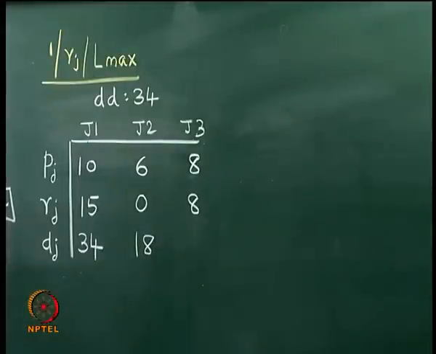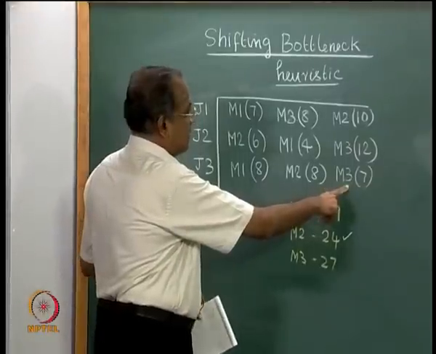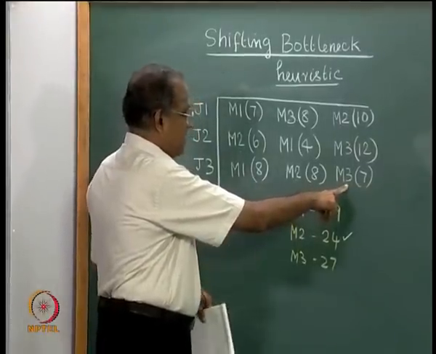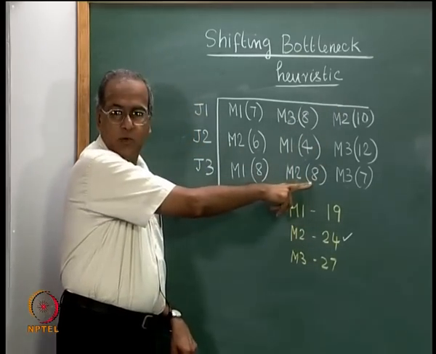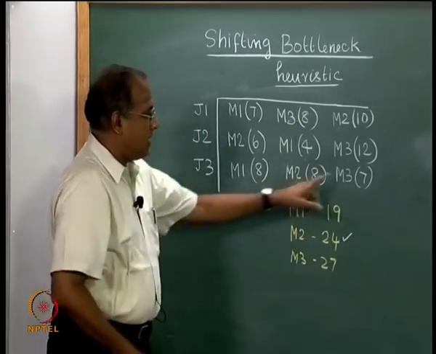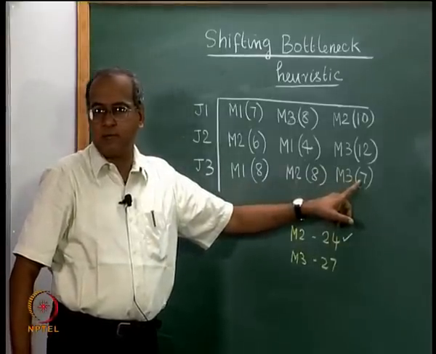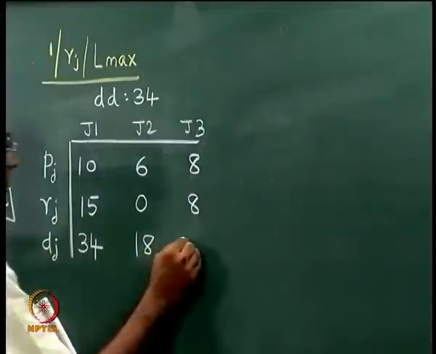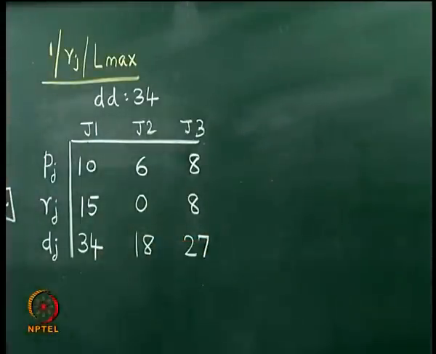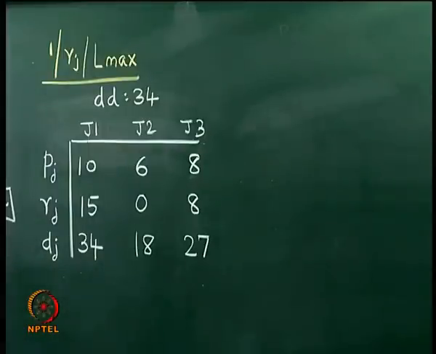And as far as J3 is concerned, it is once again the last operation. J3 on M2 is the last but one operation. So, at least 7 more units are required, therefore, the due date can be 34 minus 7, which is 27. So, now we have to solve a 1 | rj | Lmax problem on M2.